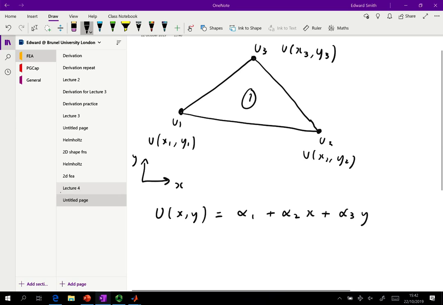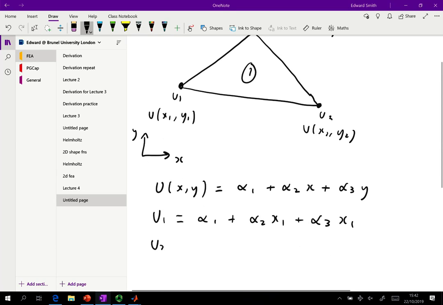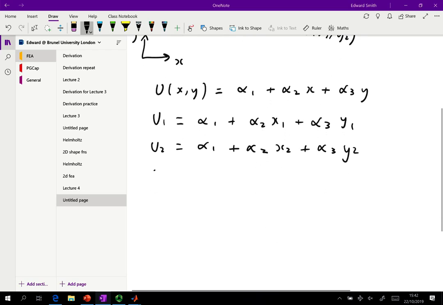So now what we need to do, in the same way we did with a straight line, where we took mx plus c, and we solved for the known values of u1 and u2, we're going to take this function for the triangle, and we're going to solve for the known values alpha 1, alpha 2, and alpha 3. Exactly the same process. So essentially we know that u1 is going to be equal to alpha 1 plus alpha 2 times x1 plus alpha 3 times y1. That's u1 at x1, y1. u2 is equal to alpha 1 plus alpha 2 x2 plus alpha 3 y2. Sorry, this should be y2. So y1 and y2. And then u3 is equal to alpha 1 plus alpha 2 x3 plus alpha 3 y3.